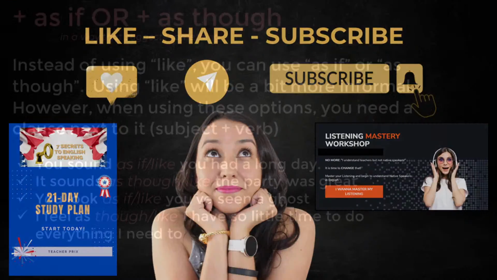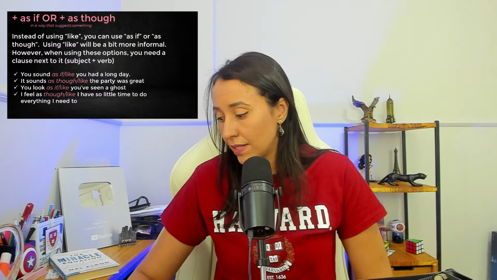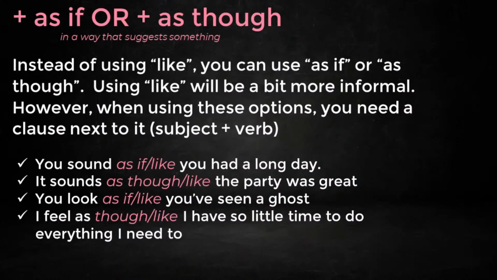Let's keep rolling. As if or as though. You can use as if or as though next to these verbs that I'm showing you today. There are more verbs. I chose some of them to keep this lesson short, which is already too long. Instead of using like, you can use as if or as though. Using like will be a little bit more informal, as I mentioned before. It is more informal, nothing wrong with it. You could easily use like in a meeting, in a conference. It's not really a big deal.